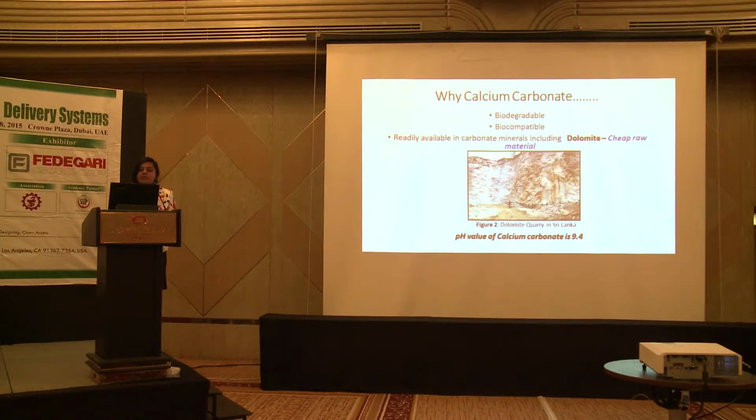We use calcium carbonate. So, what's important about calcium carbonate? The pH value of calcium carbonate is 9.4, which means it is basic. Other than that, it is biodegradable and biocompatible. The most important thing is that it is readily available in carbonate minerals, including dolomite. Dolomite is a very cheap raw material and it is readily available.